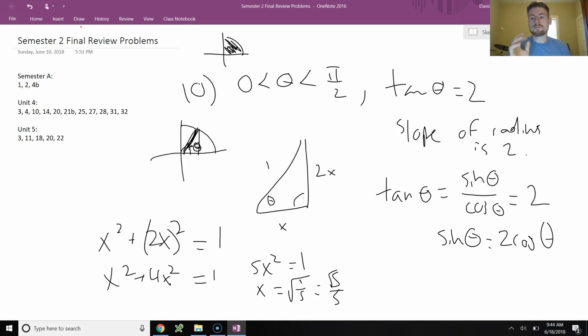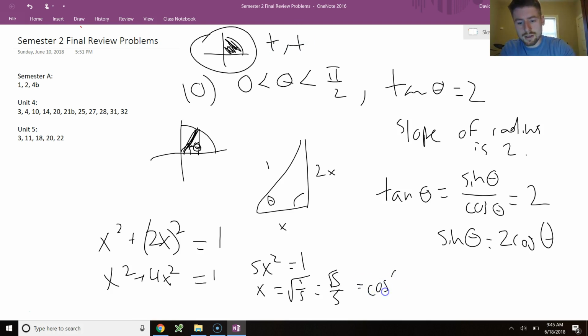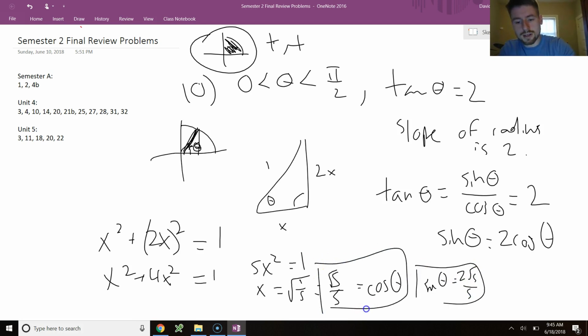For yourself, until you really understand the quadrants, I would put plus or minus and then remember to choose based off of the quadrant. Okay? So quadrant 1, so this fact says that cosine and sine are both positive. So this is cosine of theta. And then sine of theta is just twice that, so that's easy, equals 2 root 5 over 5. So I've got my sine and my cosine.